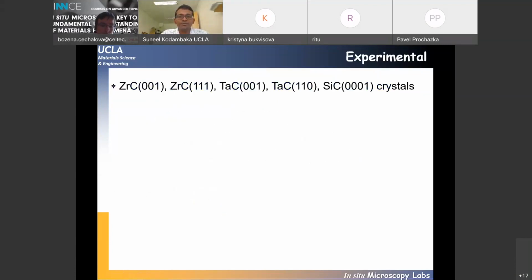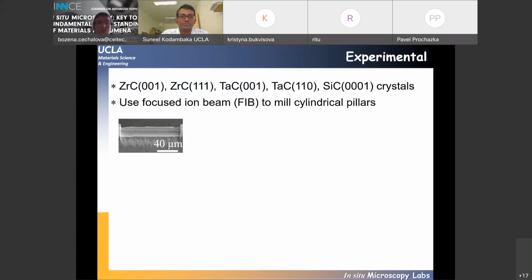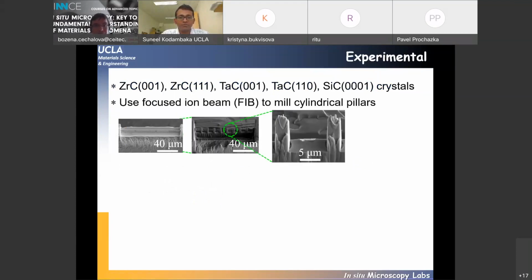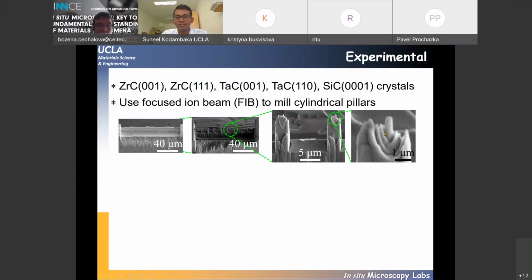To be able to do these experiments, it's a brute force approach. We start with a bulk crystal, and using focused ion beam milling for almost a day, you can make these structures and then make these really small pillars. These are sub-micrometer wide pillars, and now these structures are ready for TEM experiments.